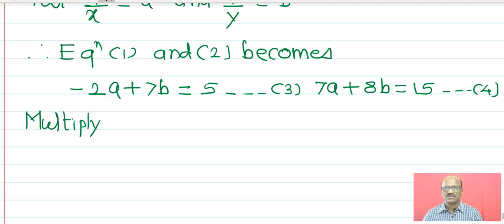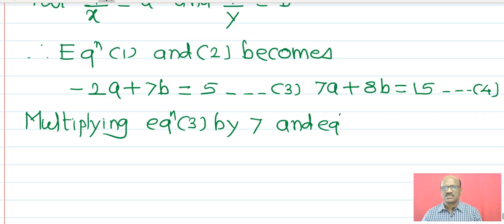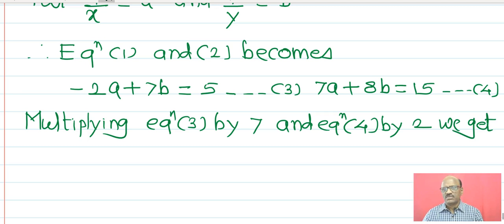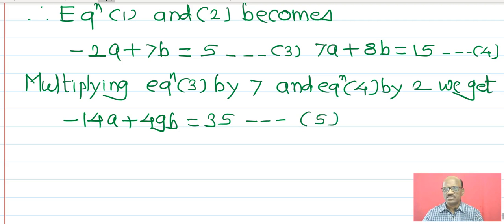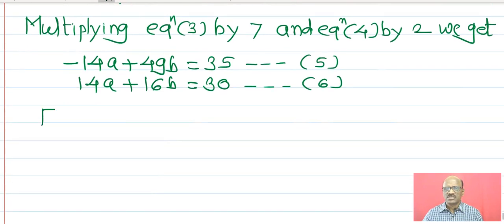Now multiply equation 3 by 7 and equation 4 by 2. Therefore we will eliminate the a term, the first term. That is minus 14a plus 49b is equals to 35. This is equation number 5, and 14a plus 16b is equals to 30. This is equation number 6.